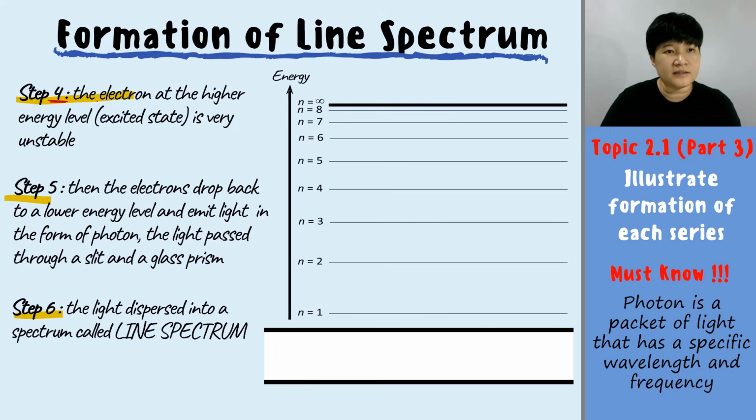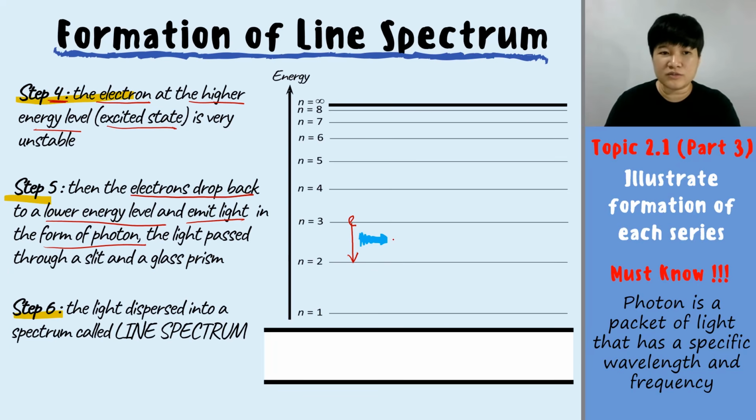Step 4 stated that the electron at the higher energy level, which is the excited state, is very unstable. Let's say I have an electron at n equals 3, at the excited state. The electron then needs to drop back to a lower energy level and emit light in the form of a photon. So let's say my electron at n equals 3 drops to n equals 2. During this process, light is produced.